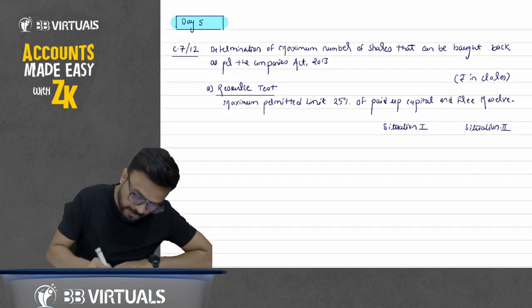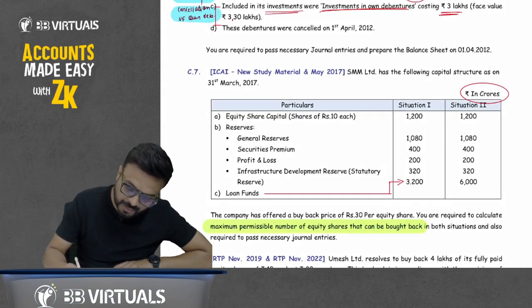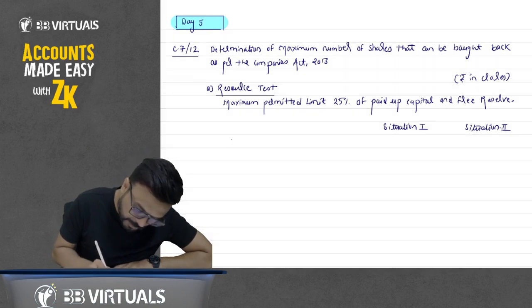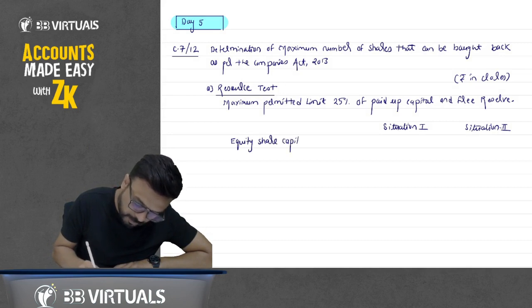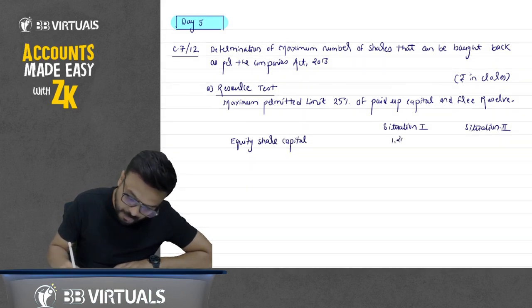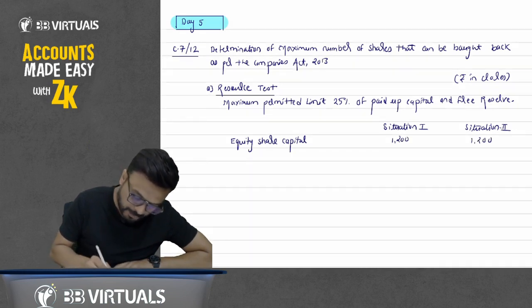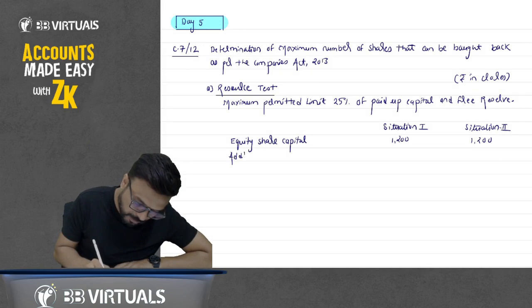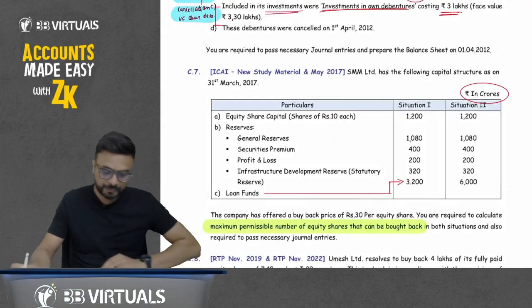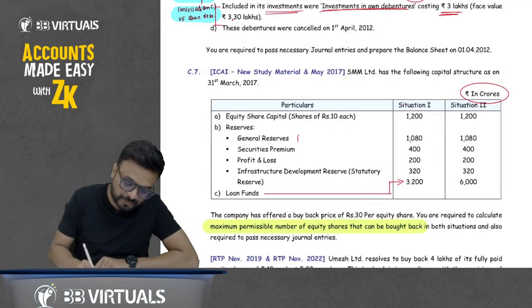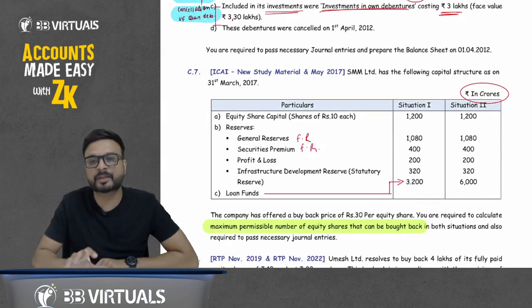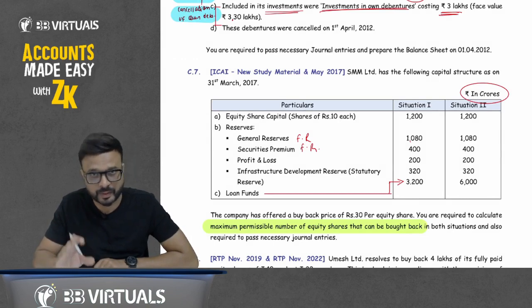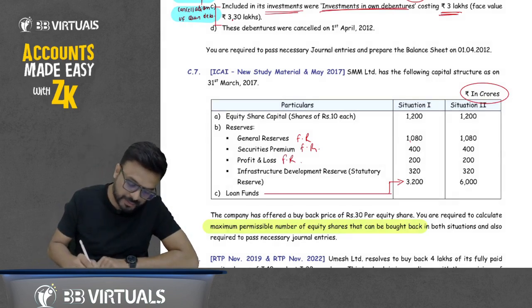Okay, one by one. First, equity share capital is given as 1200. So write down here equity share capital, 1,200. What do we do then? We add free reserves. Here, general reserve is free reserve. Securities premium is free reserve. Basically, securities premium is not a free reserve, but for this buyback purpose, we also cover securities premium. Then the profit and loss account.